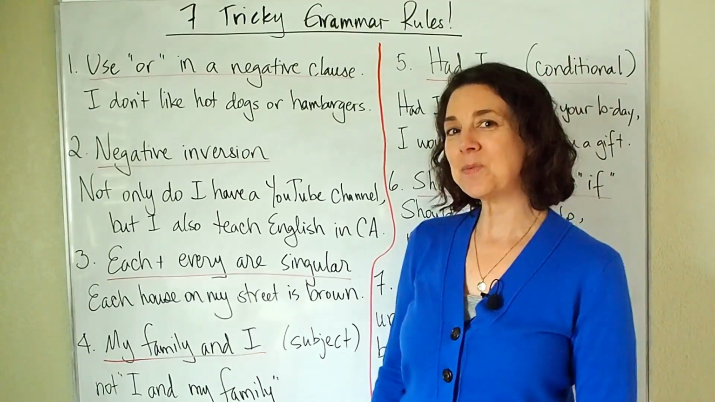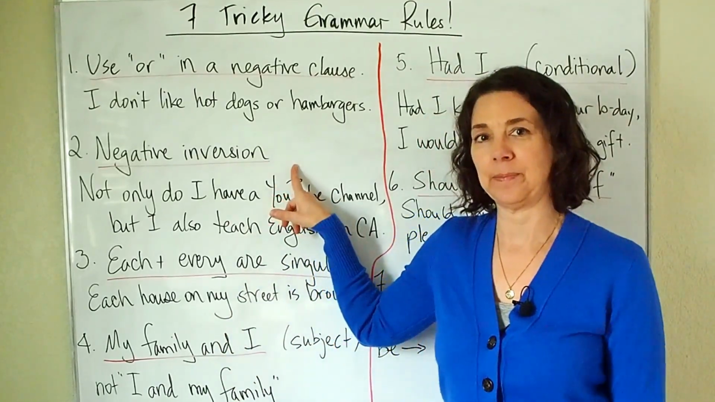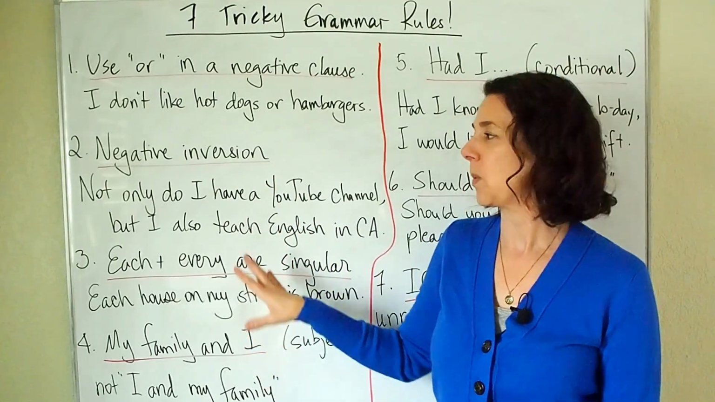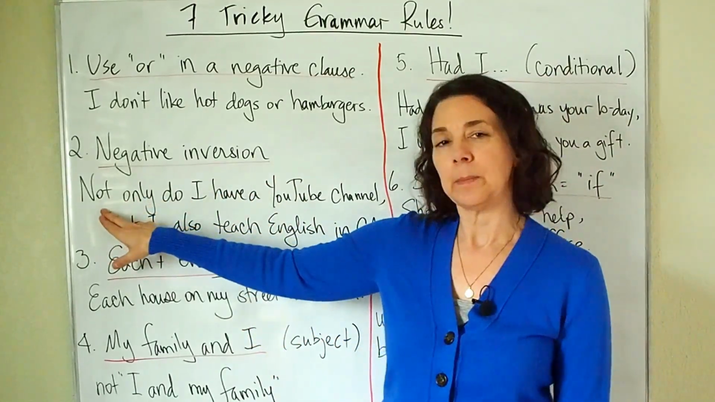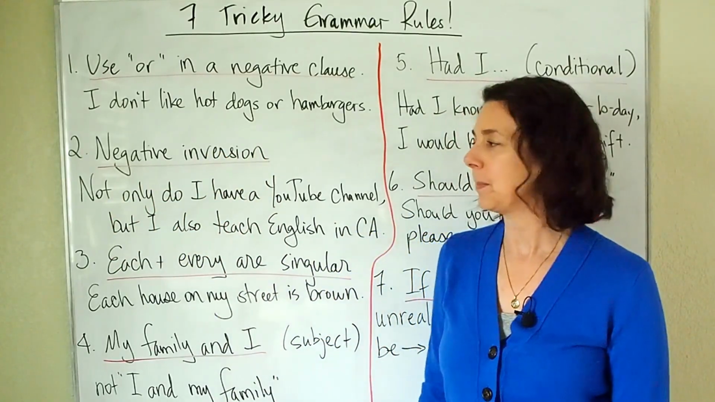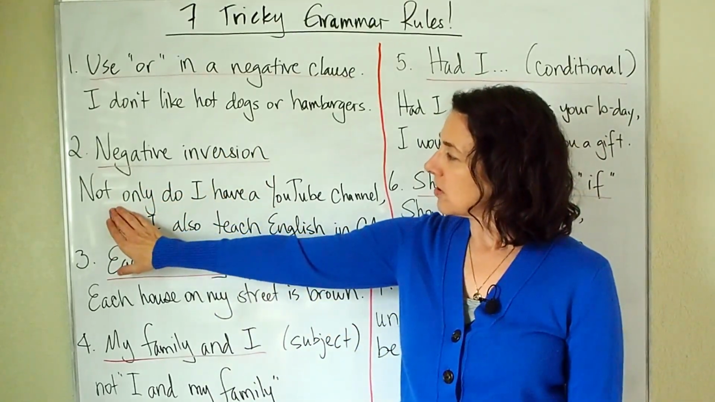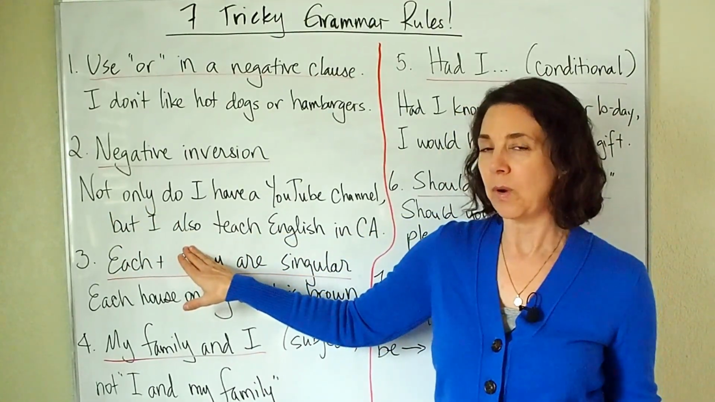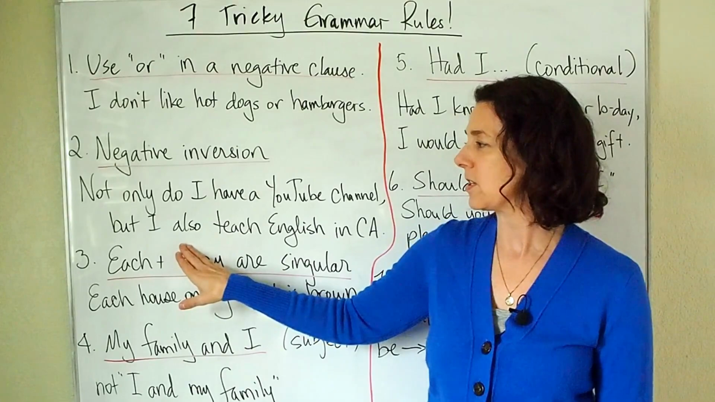Okay, in the next one, we have negative inversion. So you probably know that there are at least a couple of times when we use a negative at the beginning of the sentence and we invert the subject and the helping verb. The correlative conjunction not only but also is probably the most well-known or the most common situation.